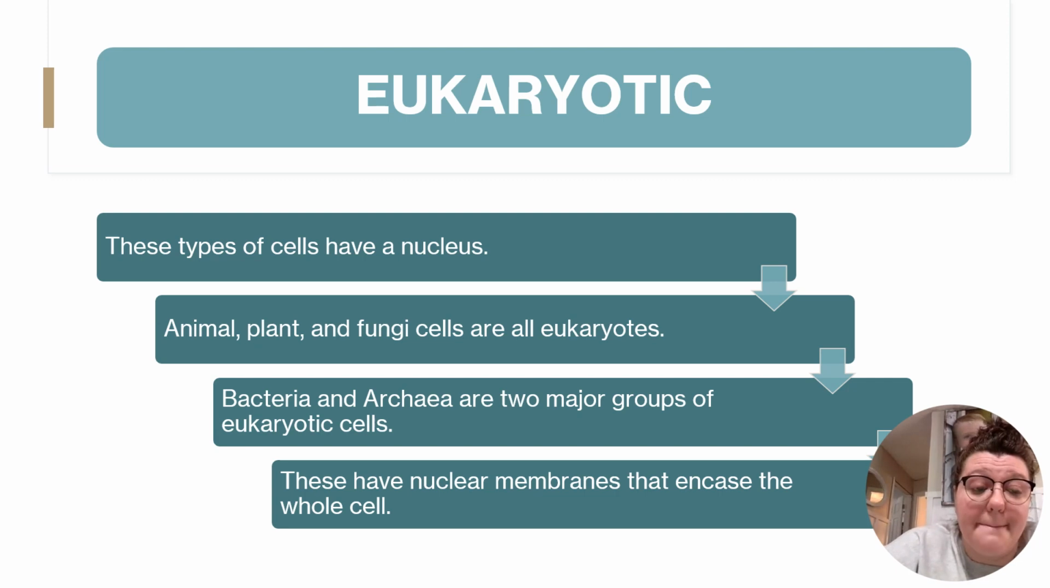With eukaryotic, these cells have a nucleus, and some types of eukaryotic cells would be animal cells, plant cells, and fungi cells. So bacteria and archaea are our two major groups of eukaryotic cells. Eukaryotic cells actually have nuclear membranes that encase the whole cell.